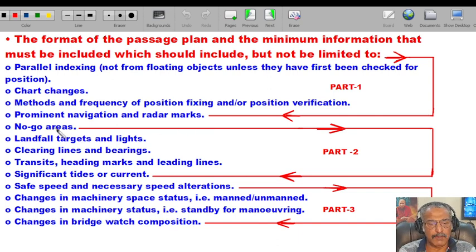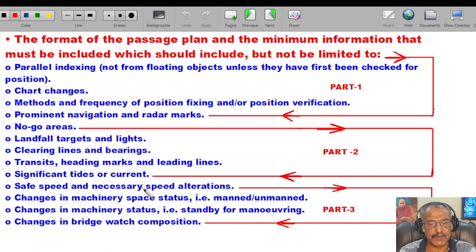Part 2, I'll be broadcasting under lecture number 54, will be no-go areas, landfall targets and lights, clearing lines and bearings, transit heading marks and leading lines, and significant tides or currents. This will be part of lecture number 54, which I'll be broadcasting in the next few days after this lecture. The next lecture, that is lecture number 55, will be part 3.